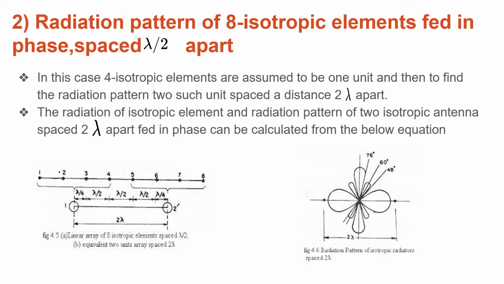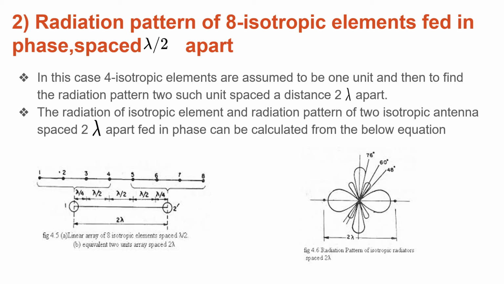Moving on to the next case, considering 8 isotropic sources. In the previous case we had only 4, so each unit had 2 elements. Now we have 8 isotropic elements, so each unit will have 4 isotropic elements. The first 4 isotropic elements are going to form one unit. Sources from 5 to 8 are going to form another unit. These two units are spaced at a distance of 2 lambda.